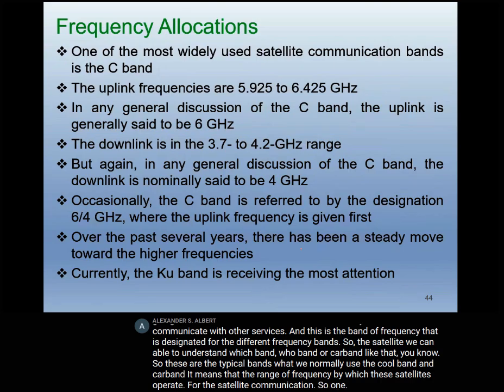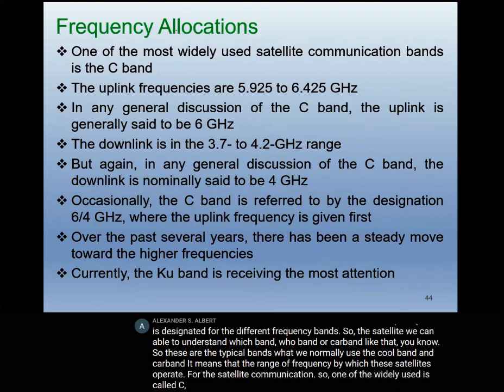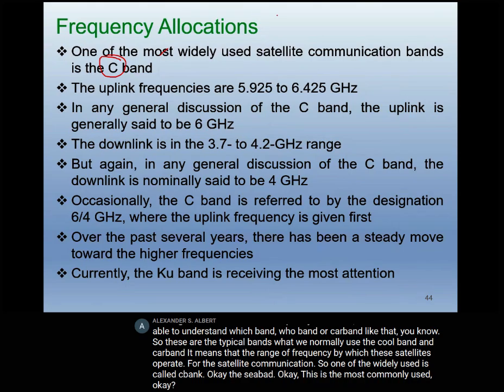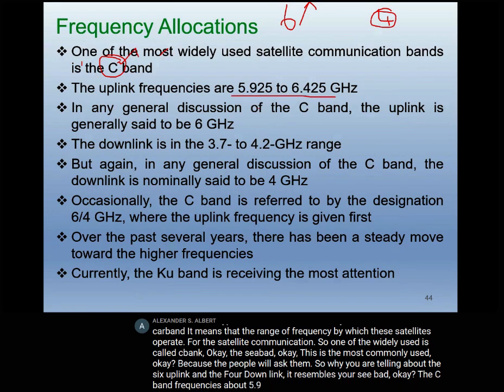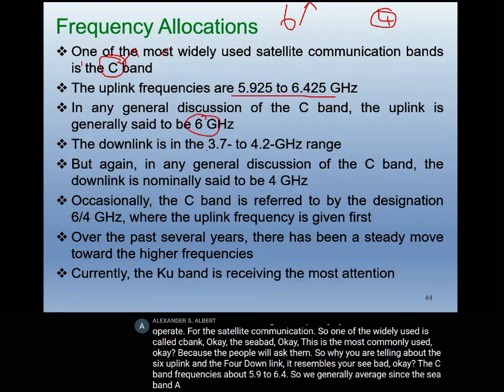One of the widely used is called C-band. The C-band is the most commonly used. People will ask, sir, why are you telling about the six uplink and the four downlink? It resembles your C-band. The C-band uplink frequency is about 5.9 to 6.4 gigahertz, so we generally average it as six. The C-band downlink range is 3.7 to 4.2, so we take it as four.